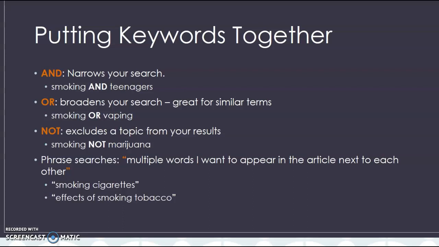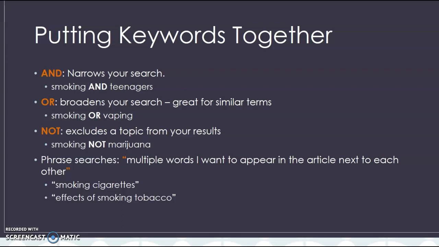So with the sample we just looked at, I might search smoking and teenagers. I could also put and depression. And in that instance, it would only give me articles that have all three of those things. OR is going to broaden your search or give you additional articles.